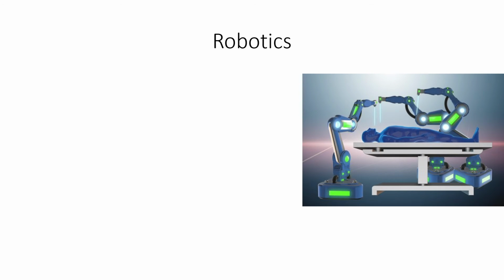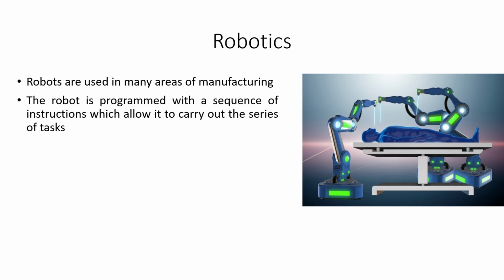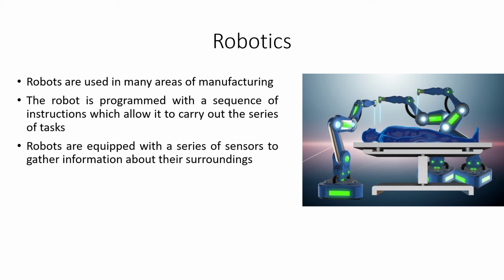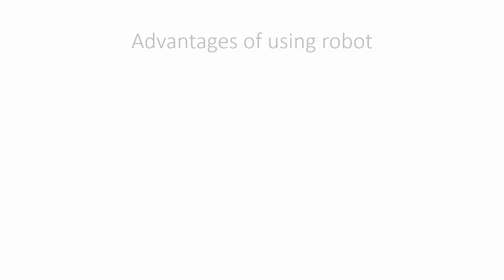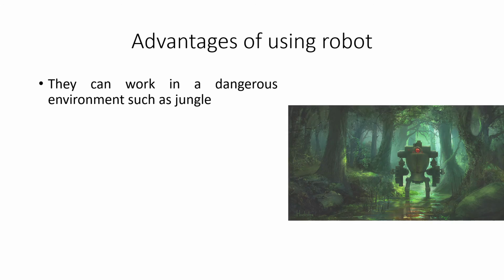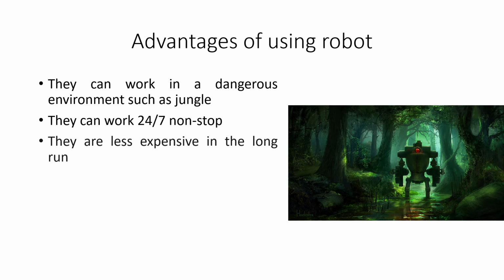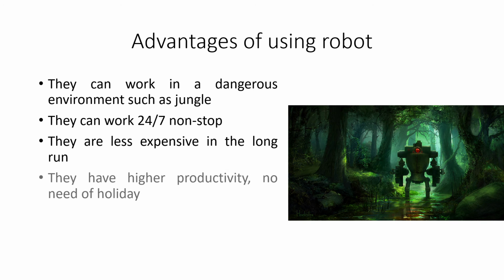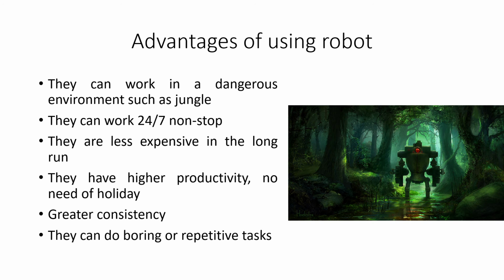Robotics. Robots are used in many areas of manufacturing. The robot is programmed with a sequence of instructions which allow it to carry out a series of tasks. Robots are equipped with a series of sensors to gather information about their surroundings. Advantages of robots: they can work in dangerous places, they can work 24/7, they are less expensive in the long run, they have high productivity and greater consistency, and they can also do boring repetitive tasks.